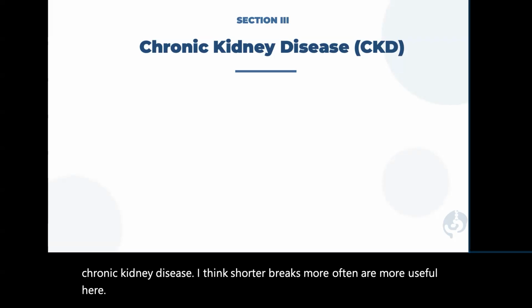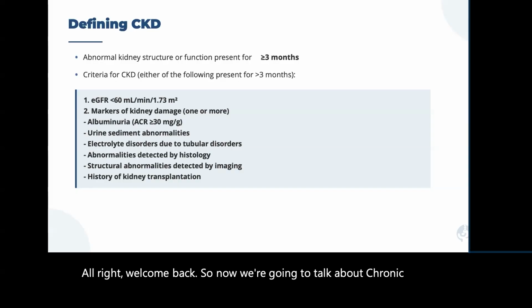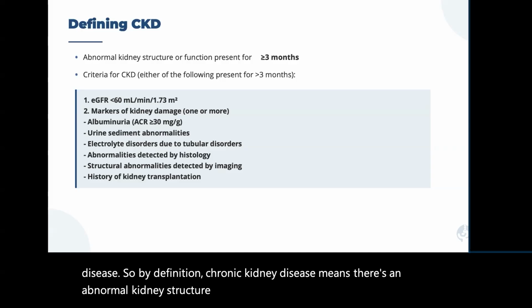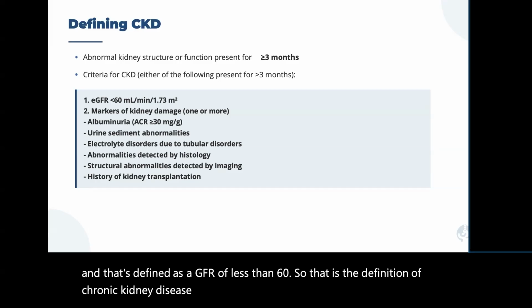All right, welcome back. So now we're going to talk about chronic kidney disease. By definition, chronic kidney disease means there's an abnormal kidney structure or function for at least 3 months or more. And that's defined as a GFR of less than 60. So that is the definition of chronic kidney disease, regardless of cause.